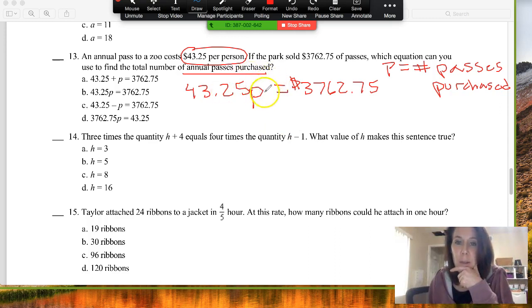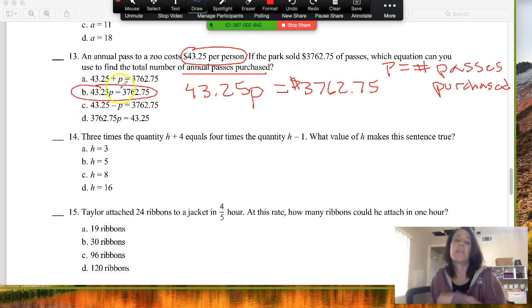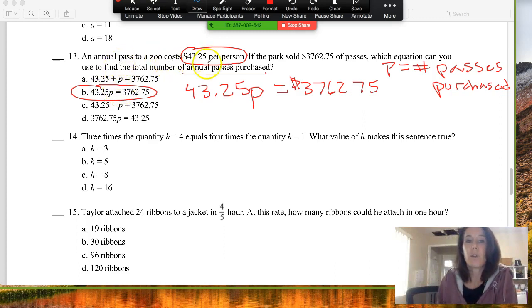So in order to find the number of passes sold, you would just divide both sides by 4325. It didn't even ask us for that. It asked us to set up an equation, and this equation will help you find the total number of annual passes purchased.